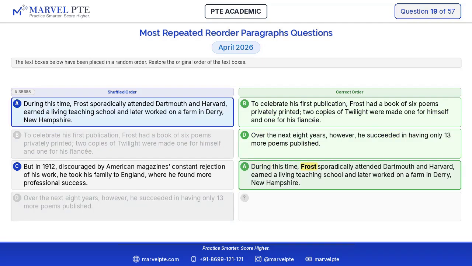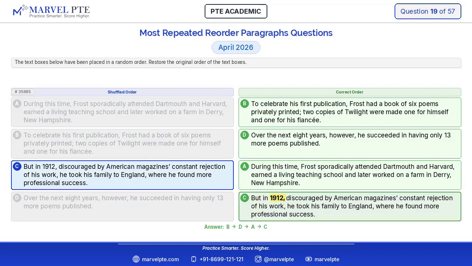During this time, Frost sporadically attended Dartmouth and Harvard, earned a living teaching school, and later worked on a farm in Derry, New Hampshire. But in 1912, discouraged by American magazines' constant rejection of his work, he took his family to England, where he found more professional success.